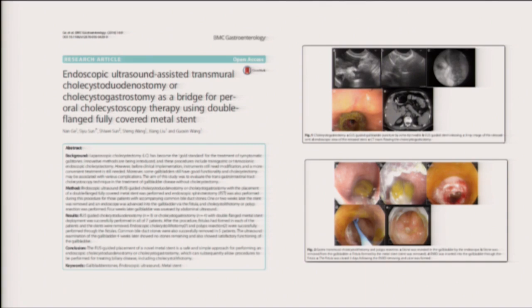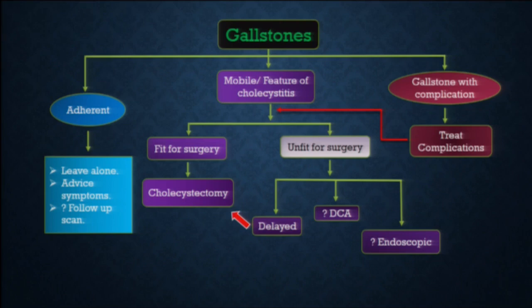So to summarize, since the topic is on our daily practice, here is a strategy flow chart that I would like to propose. When we diagnose gallstones, number one, we see whether they are adherent stones. That means if you move the patient and repeat the ultrasound, the stones don't move. Generally, I think we should leave them alone. But of course, you give them advice: in the event that symptoms occur, they should come back to see us.